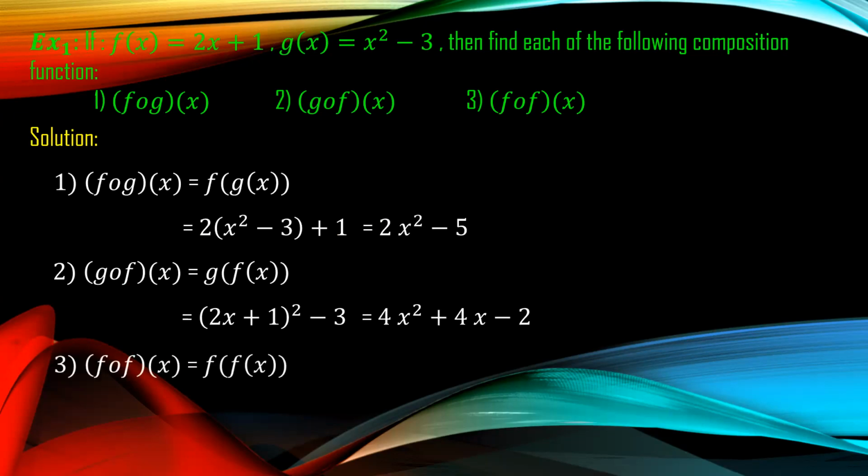Number 3, f after f of x equals 2 times 2x plus 1 plus 1, and in the simplest form equals 4x plus 3.